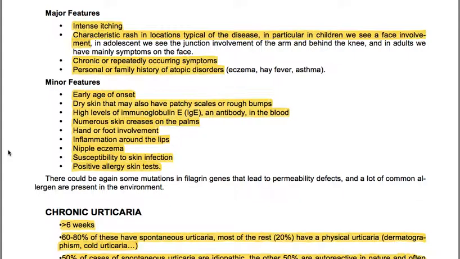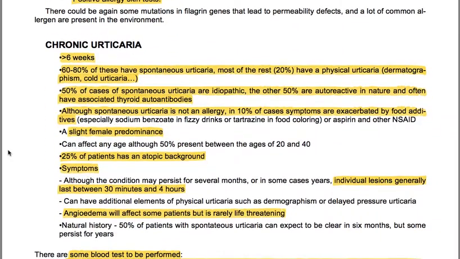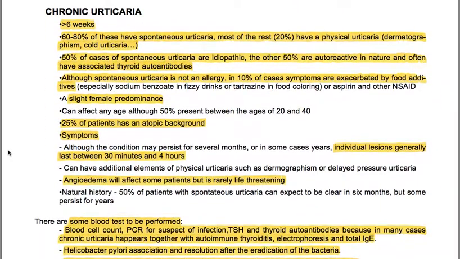We have also chronic urticaria, which is defined as such when it lasts more than 6 weeks. In 60-80% of these we have spontaneous urticaria. Most of the rest, 20%, have a physical urticaria, so dermatographism or cold urticaria. 50% of cases of spontaneous urticaria are idiopathic. The other 50% are autoreactive in nature and often have associated thyroid autoantibodies.